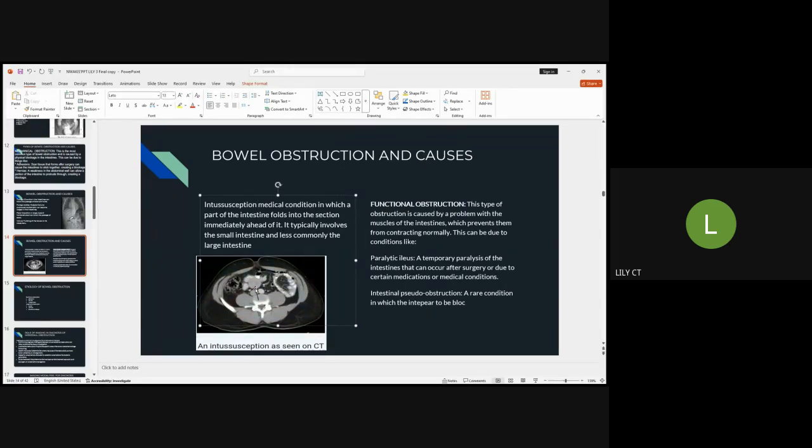We can see a bowel. And then we can see another one, we can see two of them inside.